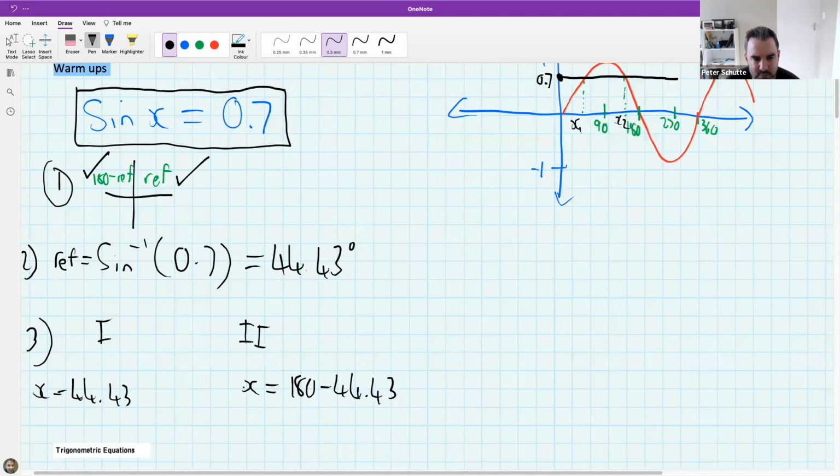Now, why is my second quadrant's answer 180 minus 44.43? Who would like to put their hand up and tell me why my second answer is 180 minus 44.43? What's it connected to? Any ideas? What is that value going to be in your calculator? What's 180 minus 44.43?